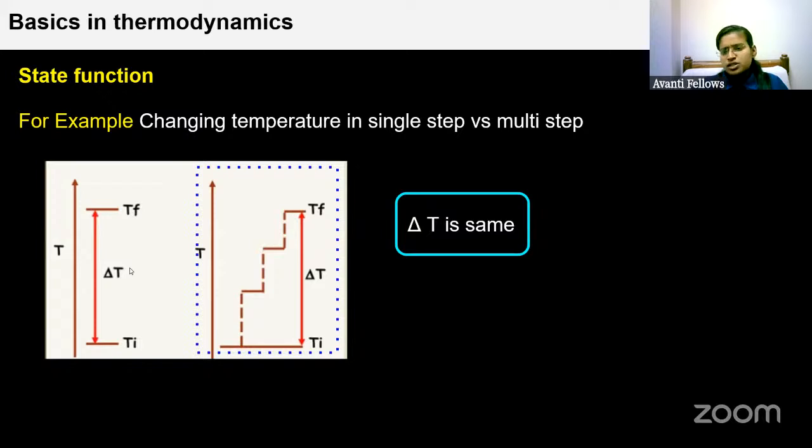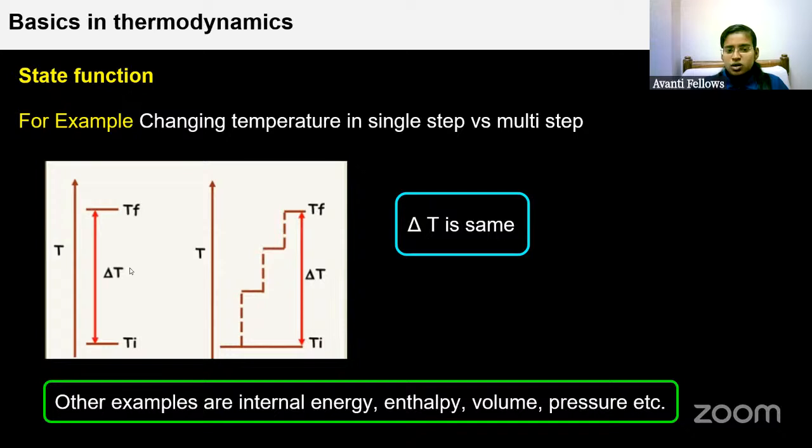Not only temperature, some other examples are also there. I will give you that. So other examples are internal energy, enthalpy, volume, and pressure. Internal energy is represented by U, enthalpy is represented by H, volume is represented by V, and pressure is represented by P. So these are all the other examples of state functions. The examples under each case are very important. So you need to note down the examples.